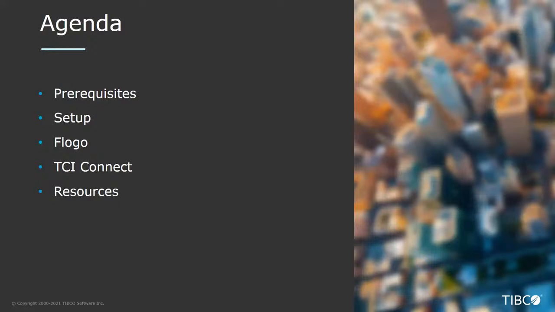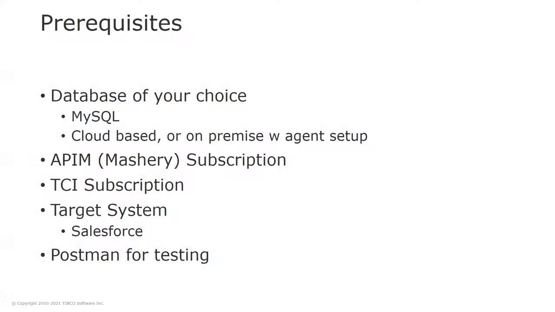For this session, we want to make sure we understand the prerequisites, everything we need to get everything up and going. We'll go through our typical setup where we'll look at our connections and getting everything set up on all fronts, including our databases and our target system. Then we'll go into using Flogo to integrate with the WebSocket. And then we'll talk about using TCI Connect to take that data from that database and then push it out to a CRM system. And we'll give you a list of resources at the end so you can be sure you know all of the links.